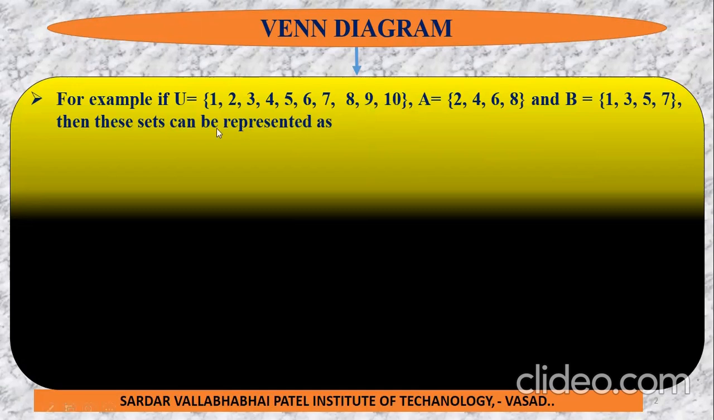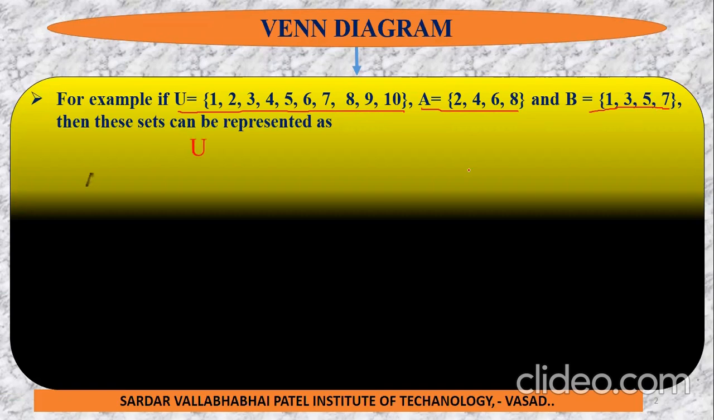So we consider the universal set U. For this particular example, the universal set U is 1 to 10, and we also consider two other sets: capital A is 2, 4, 6, 8 and B is 1, 3, 5, 7. So how do we represent all these three sets in a Venn diagram?